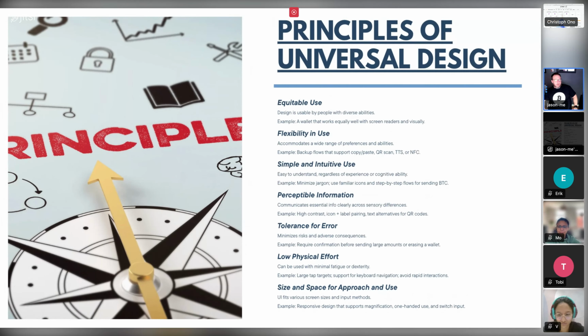Tolerance for error is another one. That means minimizing risks and adverse consequences. We're dealing with payment technology here. It's a very critical system. So we want to ensure that we require confirmation before sending large amounts or erasing a wallet or doing anything that might be irreversible. And this is also part of the WCAG 2.2 standards related to banking and financial transactions. You need to ensure that there's a way for the user to confirm what they're about to do and that they're aware of the consequences before any irreversible actions take place.